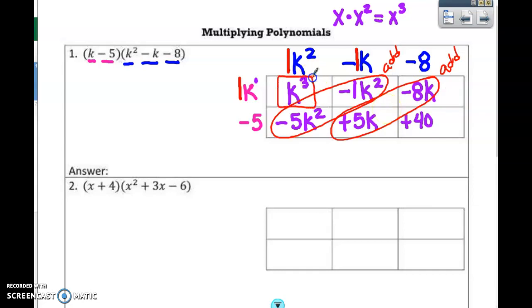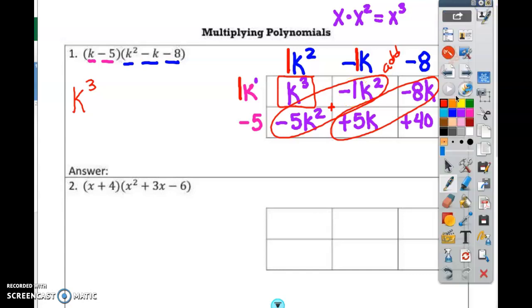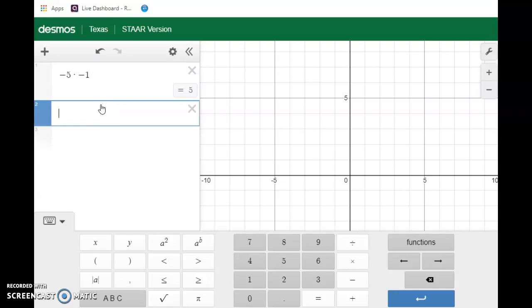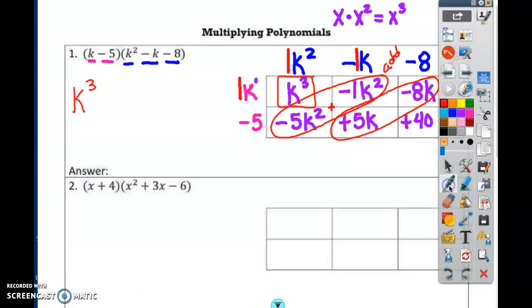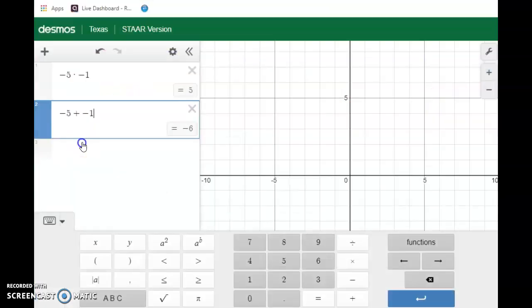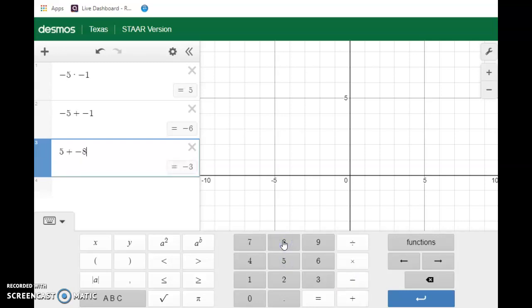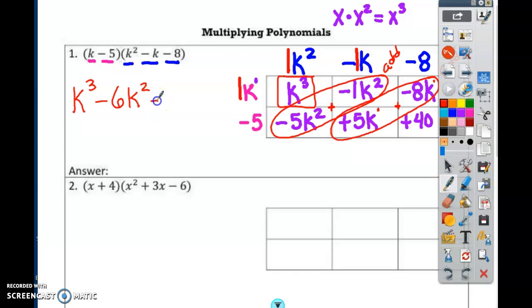In the front, I'm still going to have k cubed. So k cubed goes in the front. Then you're going to add negative 5 plus, this is a plus, negative 1. Negative 5 plus negative 1 gives you a negative 6. So the k squared is going to have a negative 6. So negative 6k squared. The next one is 1. These ones right here. So positive 5 plus negative 8 is a negative 3k. So right here, I'm going to have negative 3k, and then the plus 40 goes at the end. That is my answer.